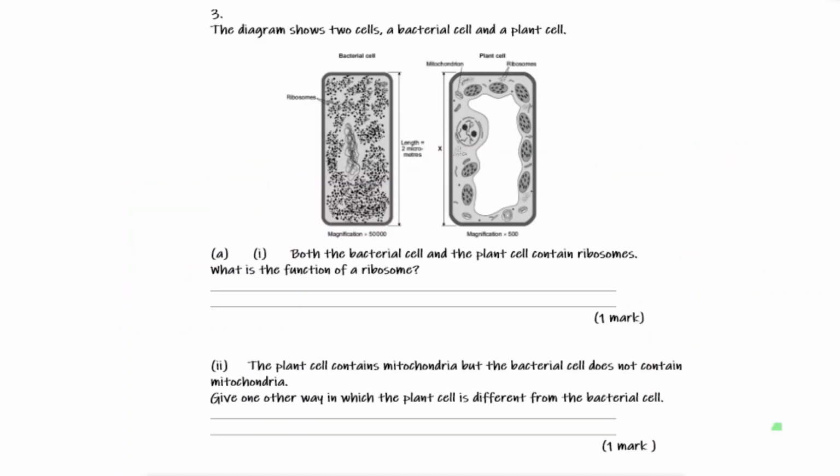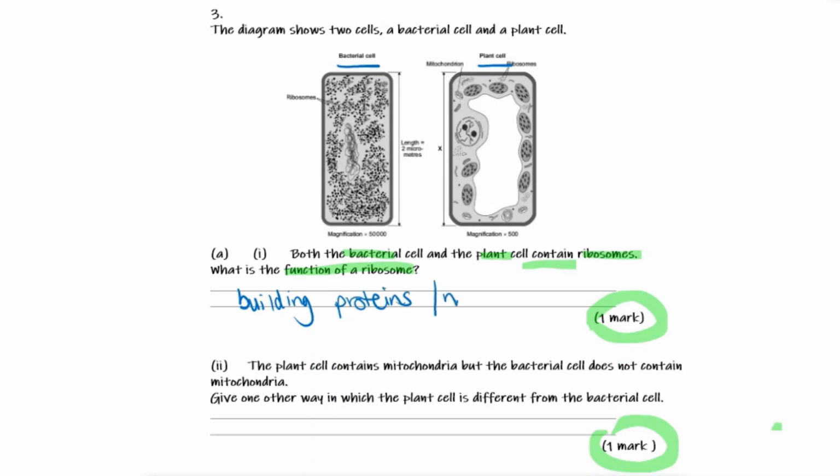In our last question, worth 2 marks, there's 2 diagrams, one of a bacterial cell and one of a plant cell. Both the bacterial cell and the plant cell contain ribosomes. What is the function of a ribosome? So if we think back to the function of a ribosome, it is to do with building proteins, or we can say makes proteins.